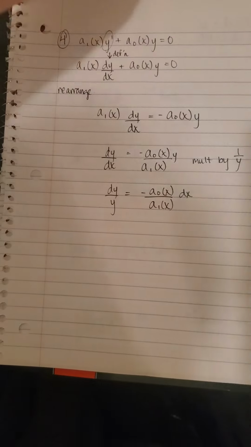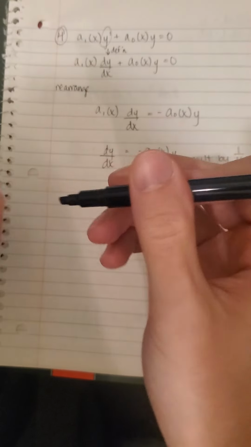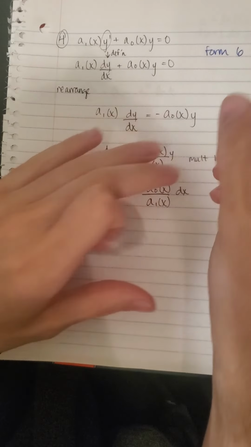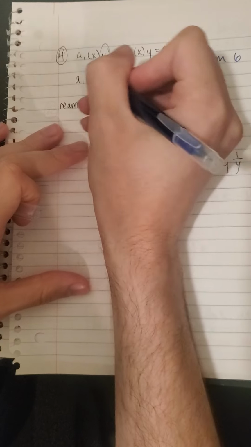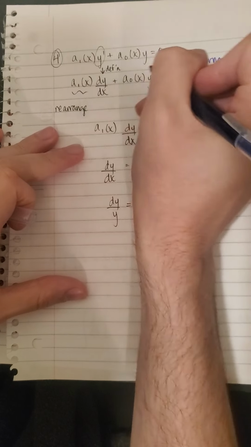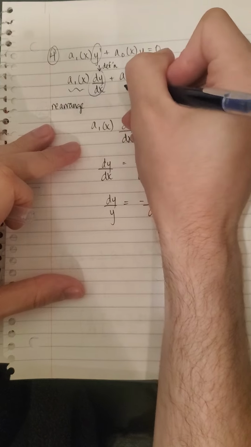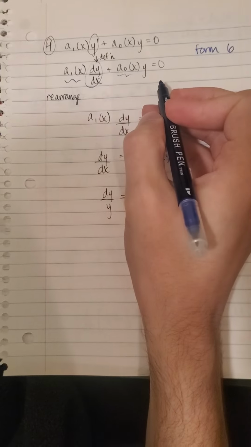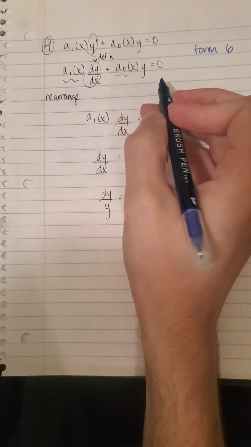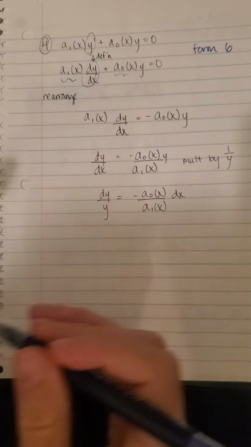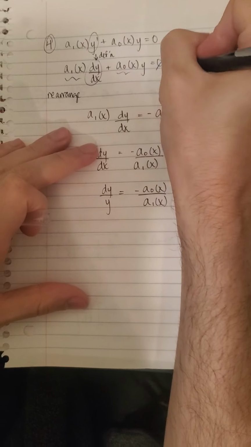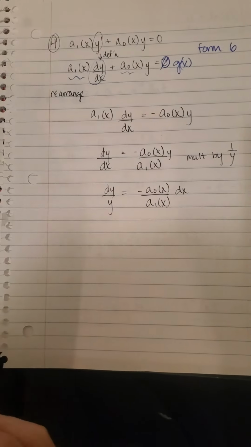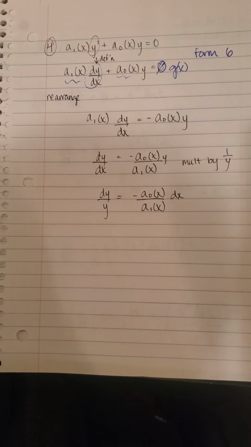This right here looks like a form 6 kind of problem, or right before form 6, where you have this in front of the derivative of something, and then you have the a naught xy equals 0. So this looks like something where we would use the integrating factor situation, but there's no g of x over here. It's just a 0.